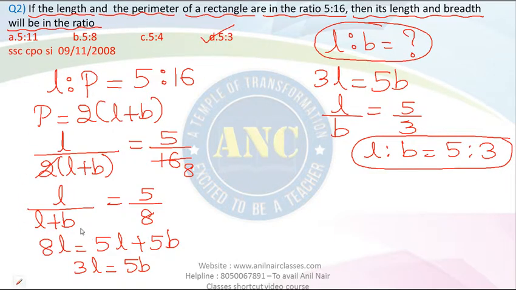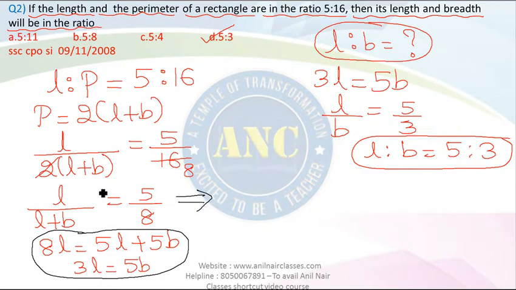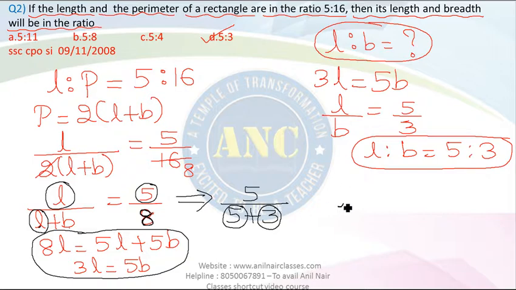Now you can also simplify this. Instead of cross multiplying and doing all these things, you can do it like this. Think logically. In the numerator I have L, and in the denominator one of the parameters is also L. In the numerator only L is present, and that value is 5. Denominator also has L, which should also be 5. 5 plus something should give you 8. That something is 3. That means length is 5 and breadth is 3, so you can directly get length to breadth as 5:3.